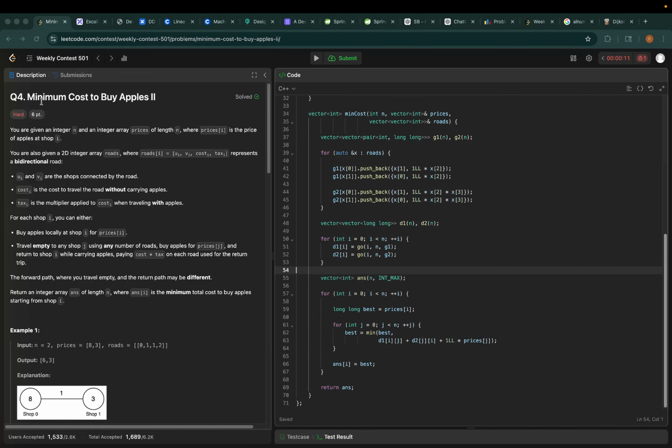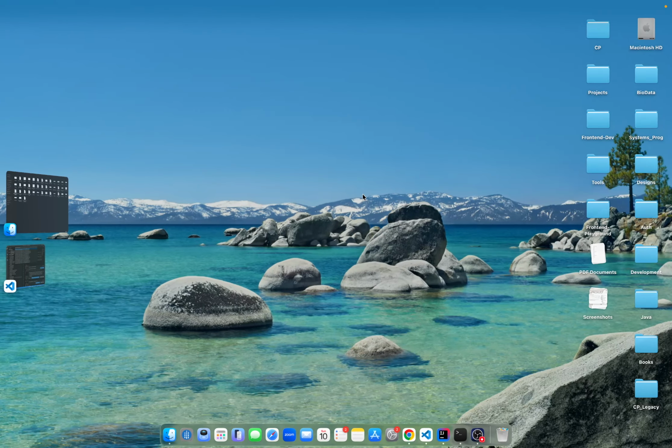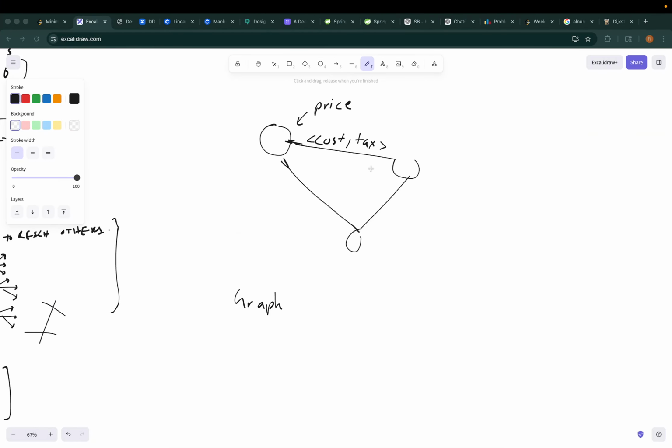Yeah, so problem 4 was minimum cost to buy apples. So I'll explain the problem statement. Basically, we got a graph, right? In the graph, each node has a certain price associated with it, and each edge has a certain cost and a tax associated with it. So this is the price of the apple.